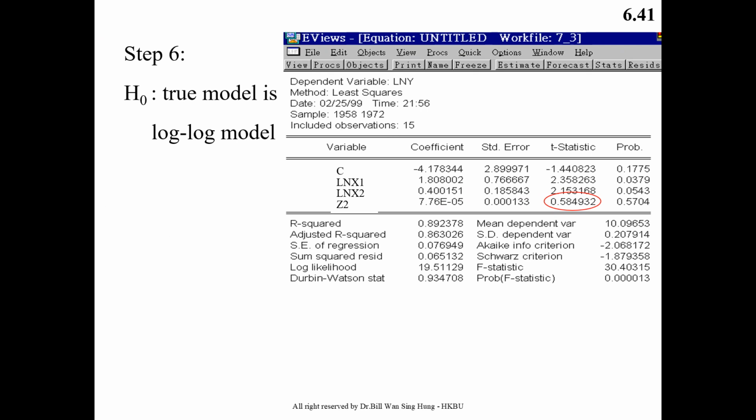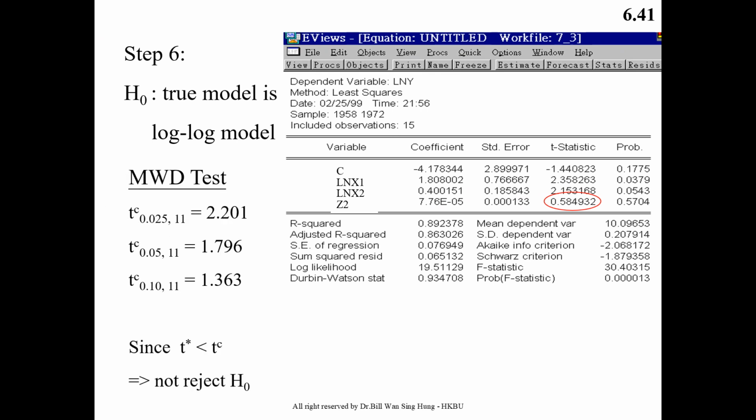This is step 6. The H naught is that the true model is the log-log model. So for the MWD test, t tabulated for 0.025 with 11 degrees of freedom is 2.201, for 0.05 with 11 degrees of freedom it is 1.796, and t tabulated for 10% with 11 degrees of freedom is 1.363. Since t computed is less than t tabulated, we will fail to reject H naught, and we will conclude that the true model is the log-log model.